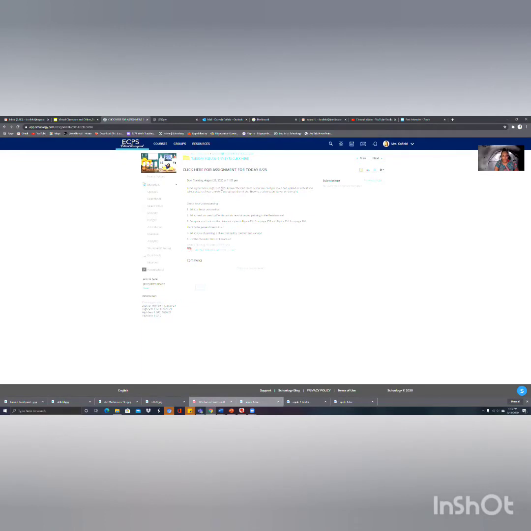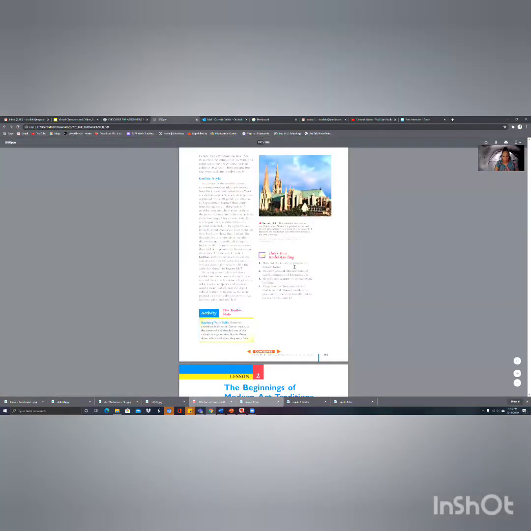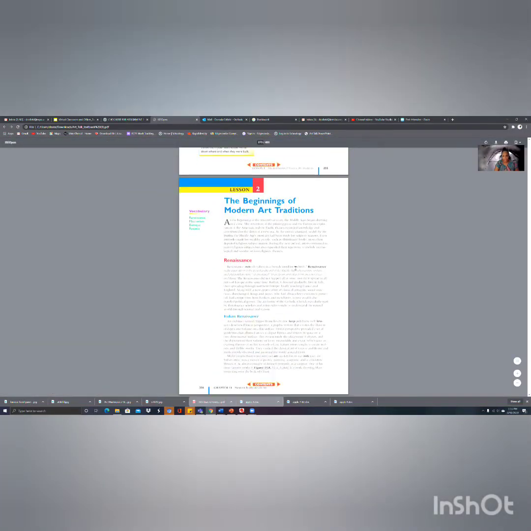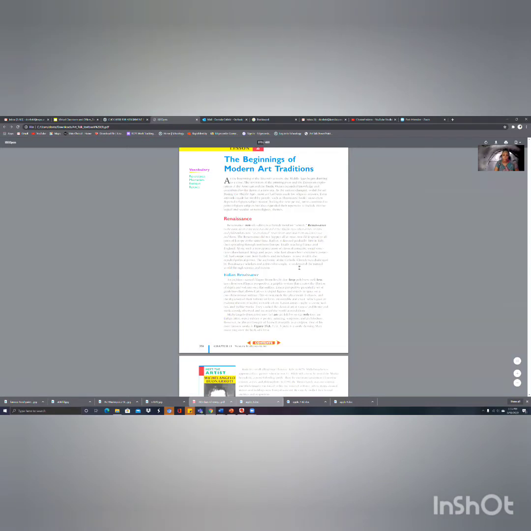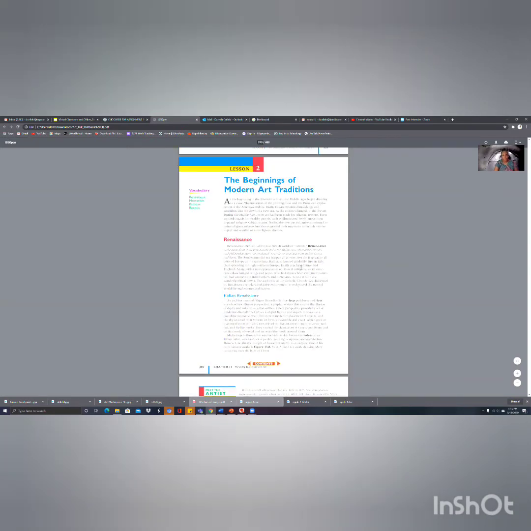So we are going to now go to page 356 in our Art Talk textbook. Okay. So let's go there. This lesson 2, we're going to start that today. Lesson 2 says the beginning of modern art and tradition. Our vocabulary terms, we are going to have a quiz very soon, that we're going to learn are the Renaissance, Mannerism, Baroque, and Rococo.